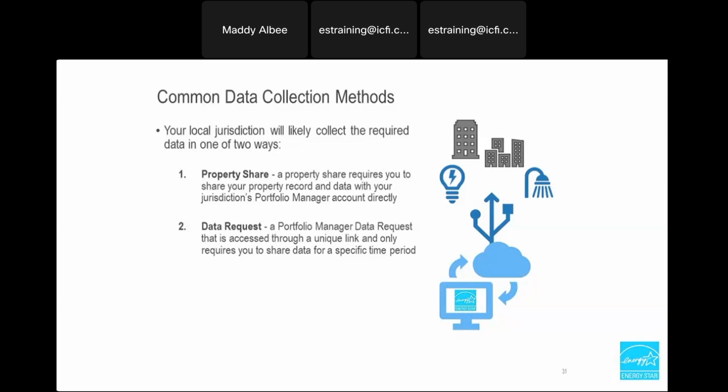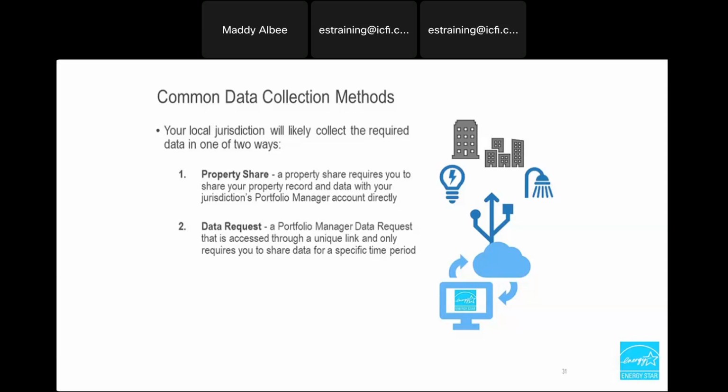The first is a property share. If your jurisdiction is using the property record sharing option, then you will have to submit a connection request to your jurisdiction's Portfolio Manager account, similar to making a friend request on Facebook, for example, and then you will share all of your property data with them. Doing this allows you to provide your jurisdiction with access to your property record in Portfolio Manager, and you can allow that recipient to view and report on your property data and specify what information they can see.